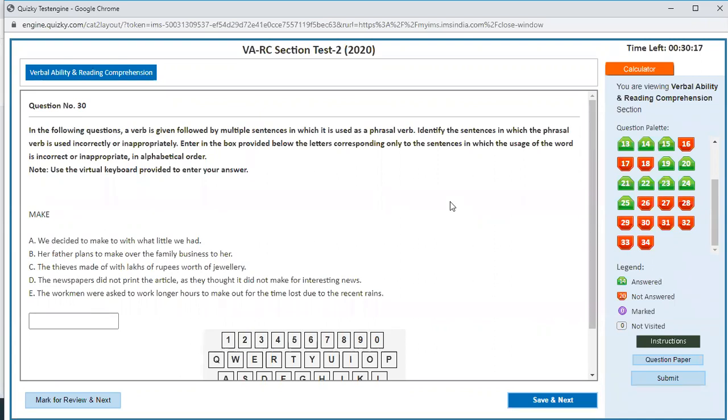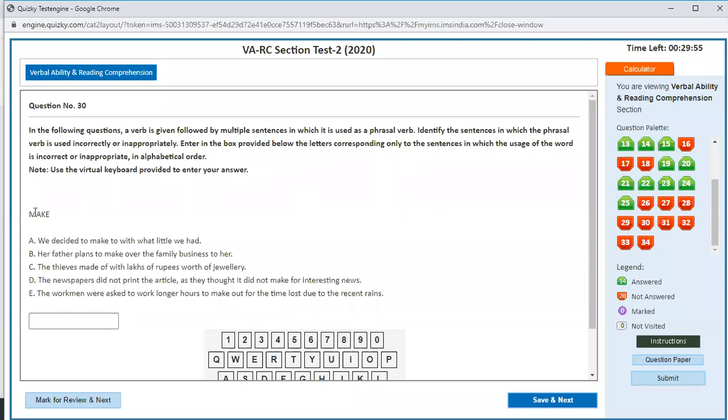Okay, phrasal verb ये भी CAT के favorite questions होते थे थोड़ा time पहले तक, but अब नहीं आते हैं. But you never know, right? कब भाई क्या आ जाए. So we have to attempt this passionately with full interest. I know what they're going to talk about. Phrasal verbs, make. Okay, make.